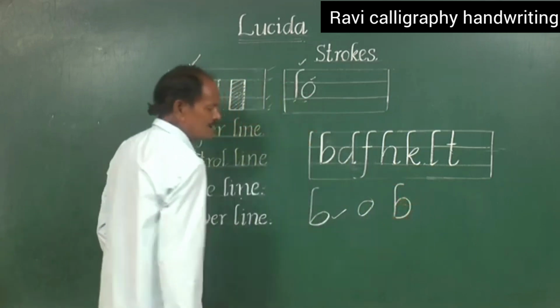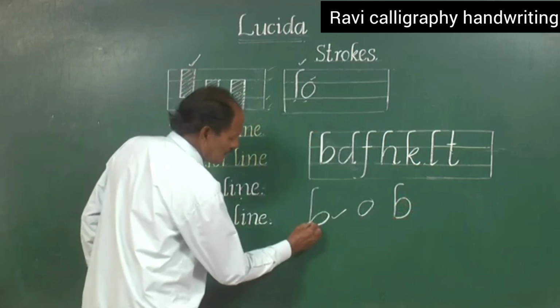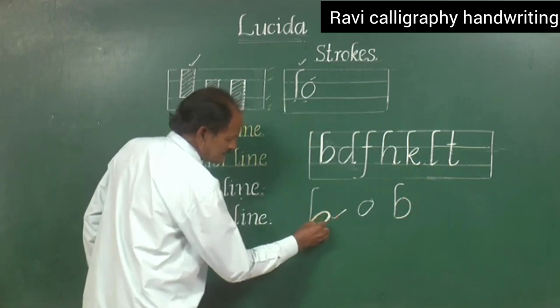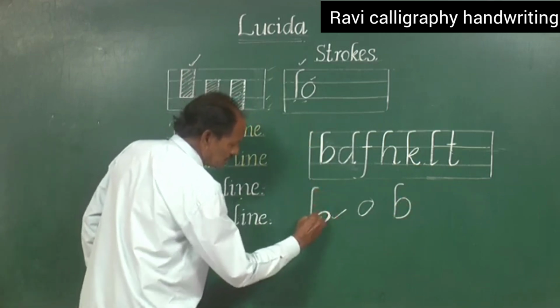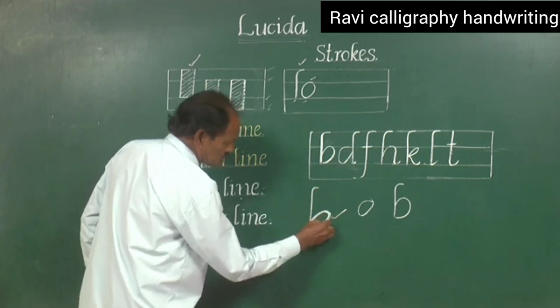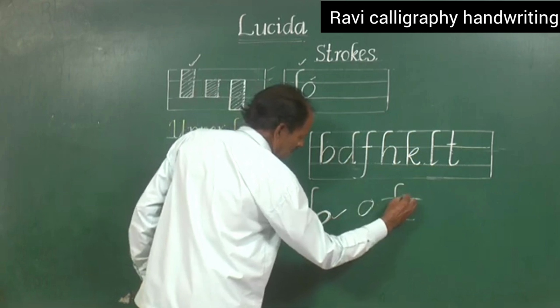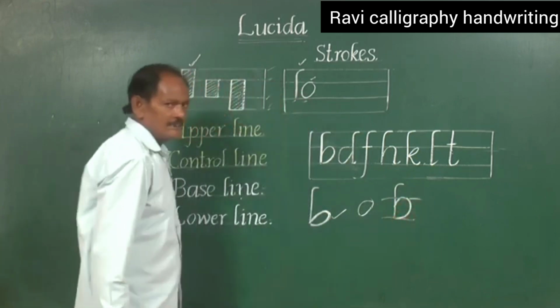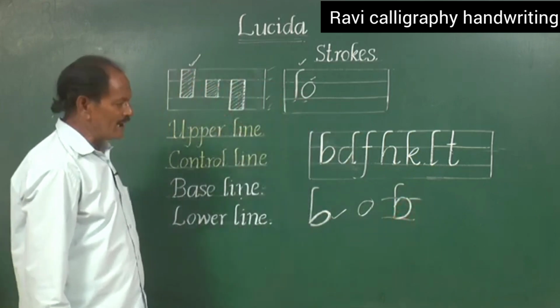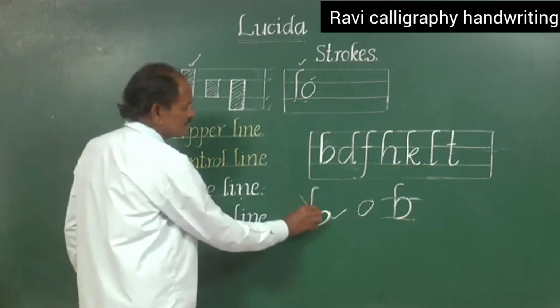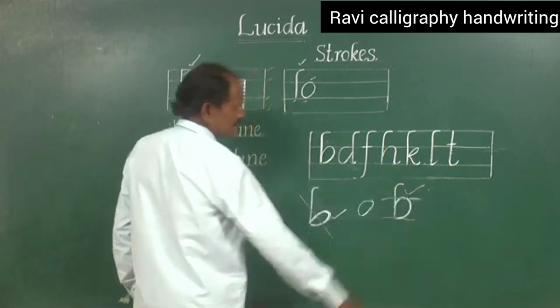vowel shape should be written like this. We should not start the vowel shape at the bottom of this upper zone stroke. From the bottom we should not start it. From the middle of this stroke we have to start like this. That is good handwriting. Not this, but this.